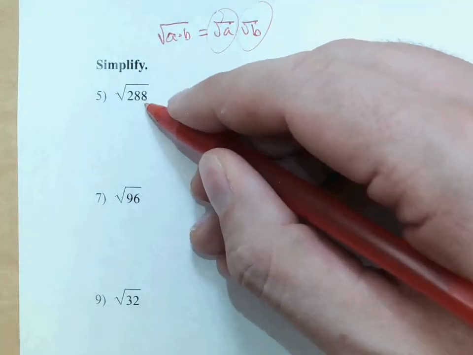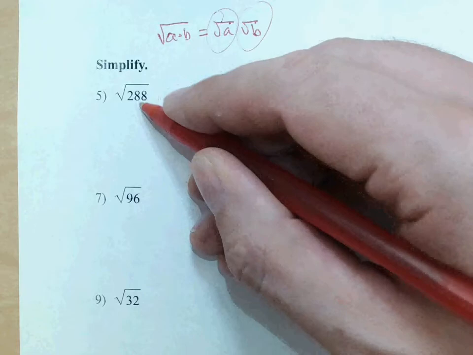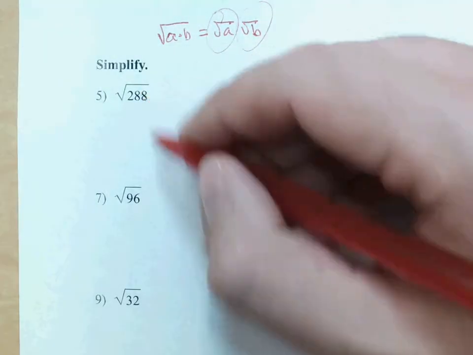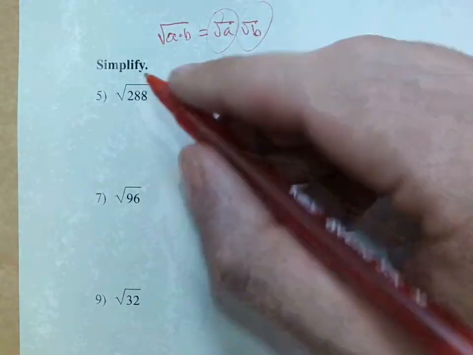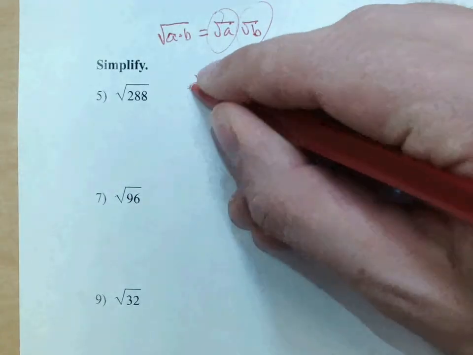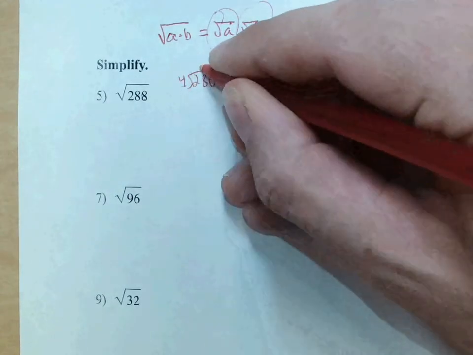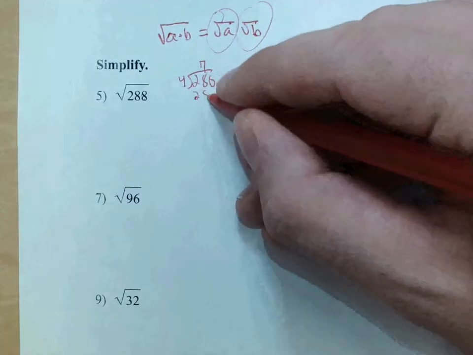Now this only helps us simplify if one of these you can take the square root of. So what we do is we look for square numbers that can go into this. I notice this is even, which makes me think 4 has a good chance of going into it. So I'm going to do 288 divided by 4. 4 goes into 28 7 times exactly. There's no remainder.